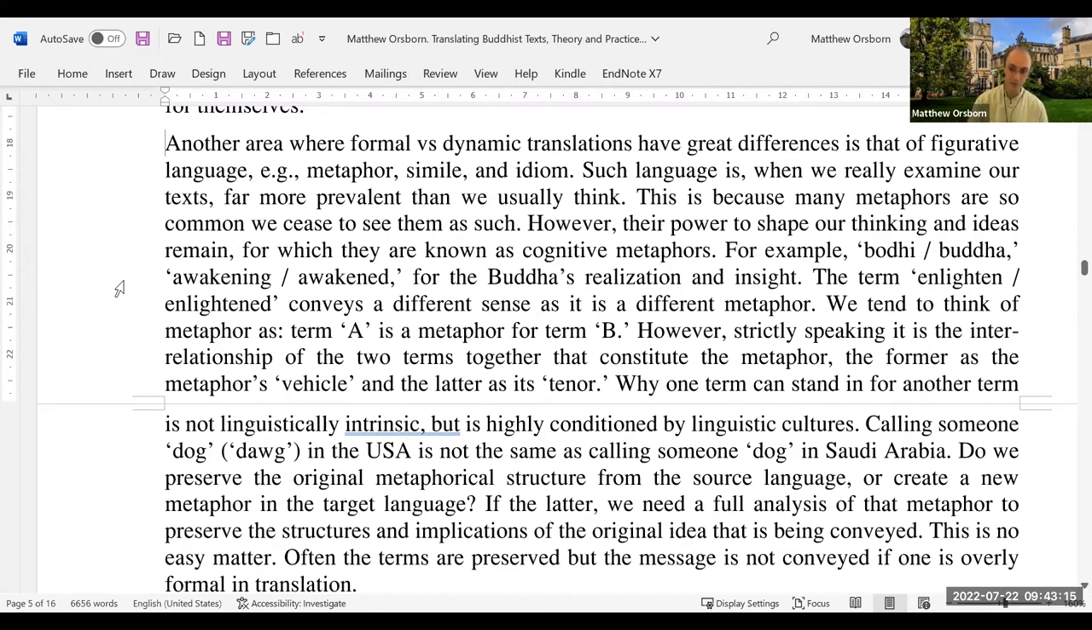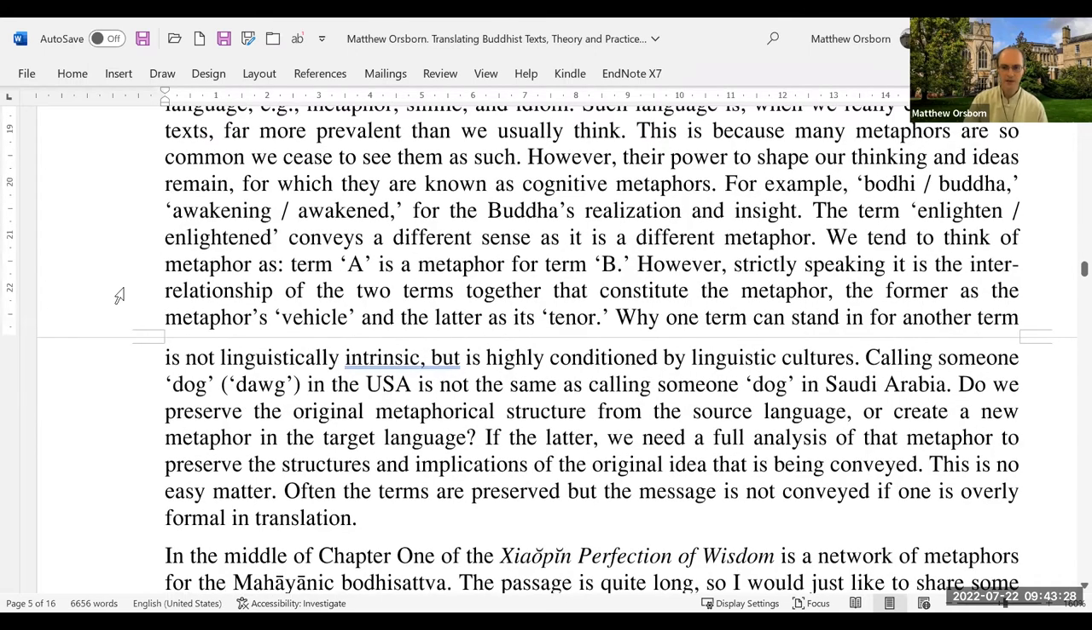I mean, it's a metaphor, right? The metaphor is waking up. But the term enlightened one conveys a different sense because it's a different metaphor. Now, we tend to think of metaphor as, you know, term A is a metaphor for term B. But strictly speaking, it's actually the interrelationship of A and B, the two terms together, that constitute the metaphor. The former is the metaphor's vehicle, and the latter is called the tenor.